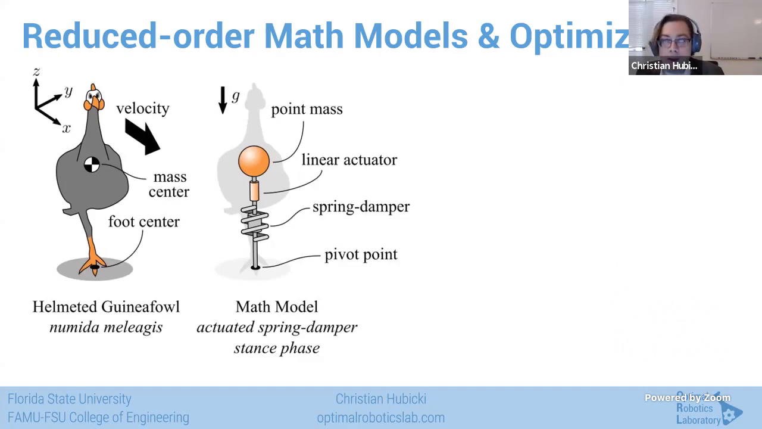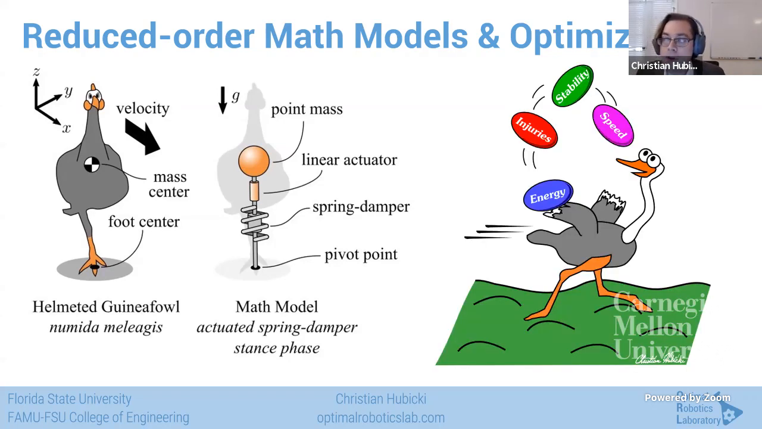I study reduced order math models, but I do it with Monica using reduced order math models and optimization. I'll take a sling-loaded inverted pendulum-like model with actuation, and then optimize it with respect to some control priorities, which I love to cartoon with this technical schematic right here.